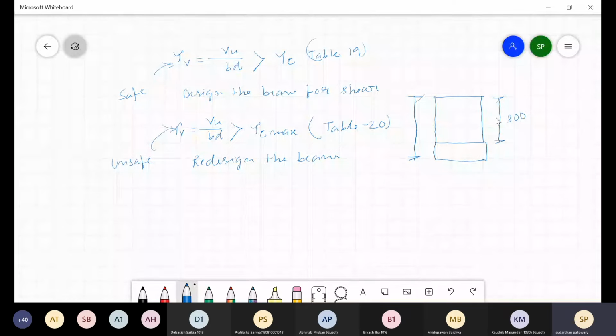If you increase the depth, that means you have to redesign the whole procedure again, starting from your longitudinal reinforcement.